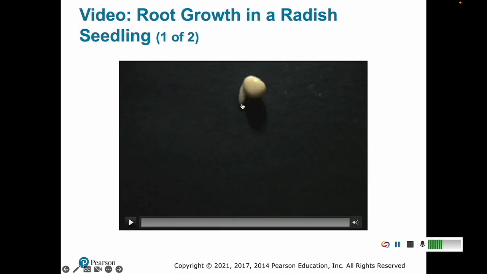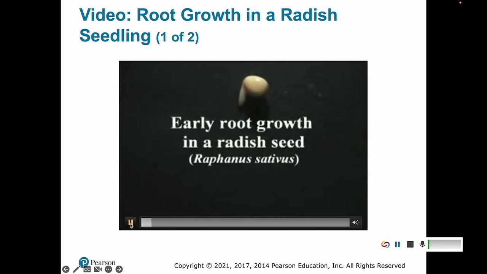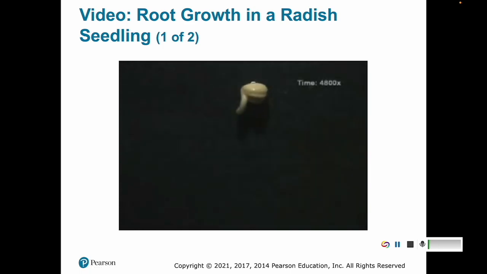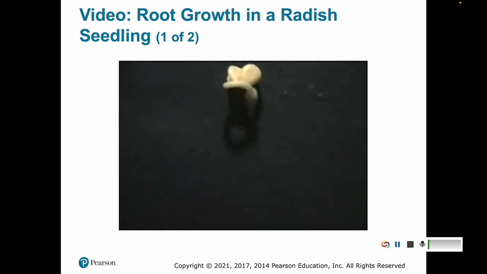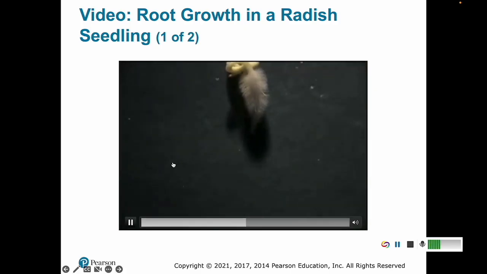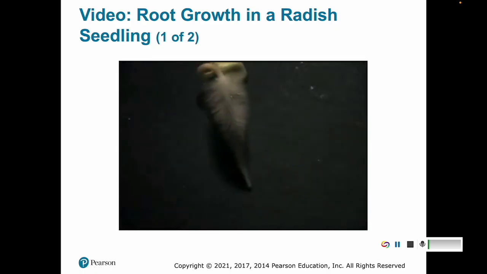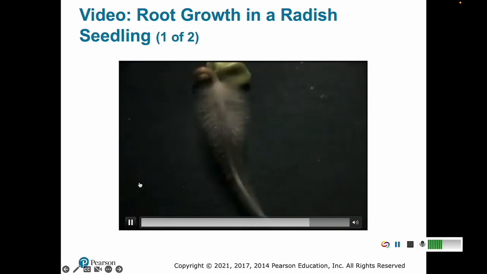Here's a radish seed, and we'll see this grow a little bit of a root. Here's its root hairs. You can see its taproot coming down.